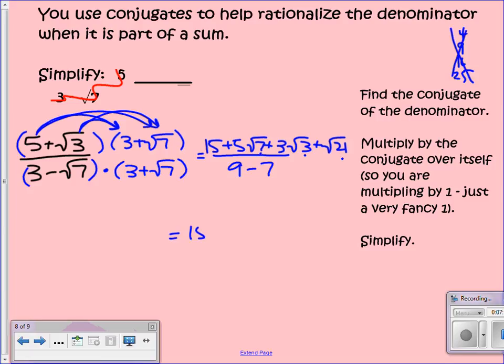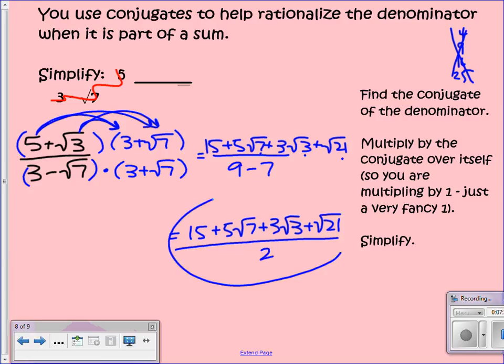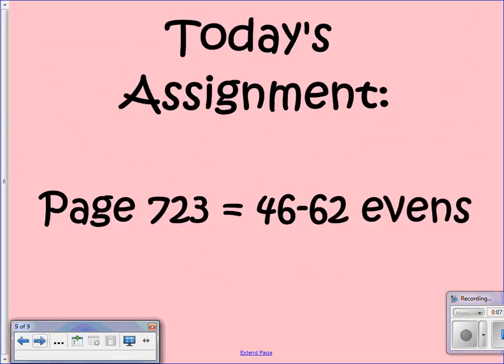Your answer is honestly plus 3 times the square root of 3 plus the square root of 21 all over 2. And that's your final answer. It's kind of fun, I know, but that's how you get rid of conjugates when it's adding and subtracting.